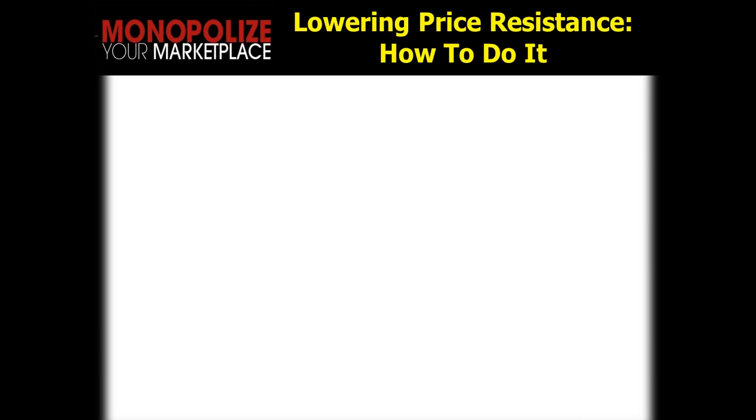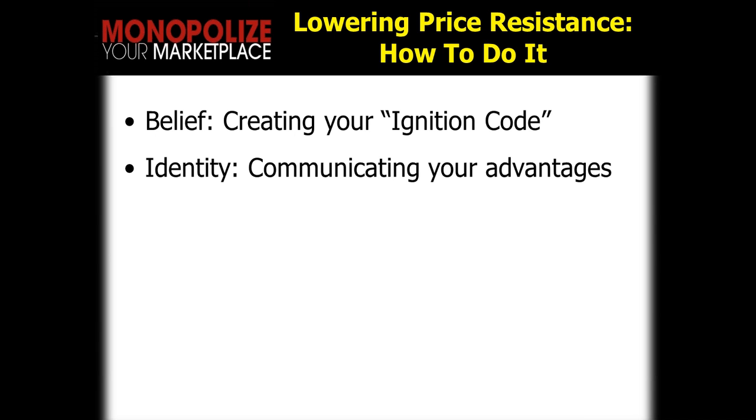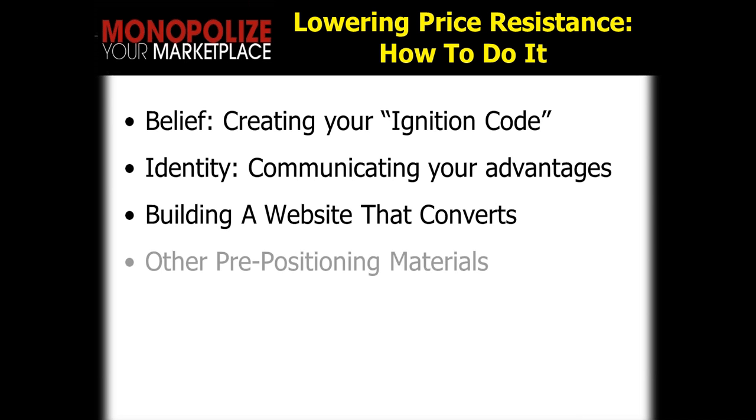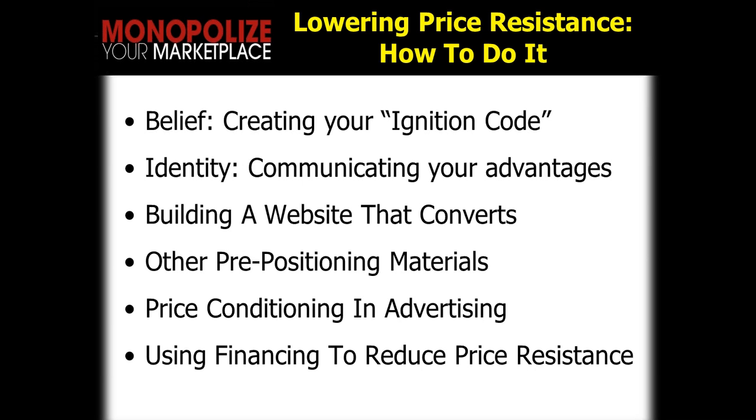How to do it? So this is kind of getting into how we're going to do it. In parts of this webinar, because of your relative familiarity with MYM, I'm going to skip through a little bit quicker. We won't spend a whole lot of time, but let's put it out there on the board. The first thing is belief, creating what I call your ignition code; identity, communicating your advantages. Now, you guys are probably familiar with identity, so I'll cover it briefly. Then building a website that converts, other prepositioning materials, and then we can talk about price conditioning and advertising. And finally, the last thing we'll do is talk about using financing to reduce price resistance, okay?